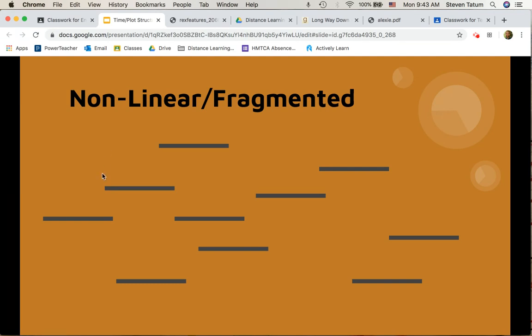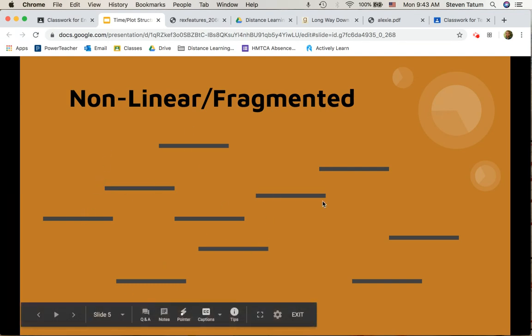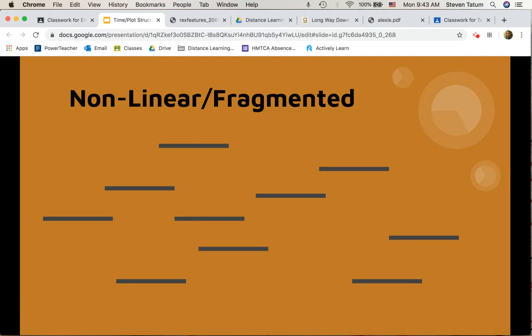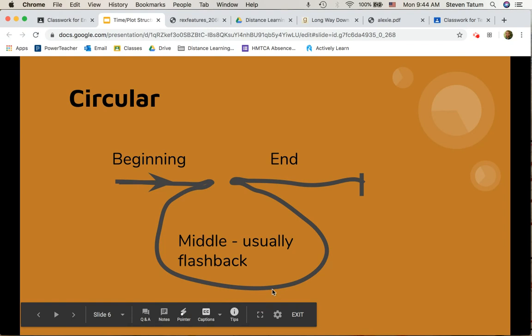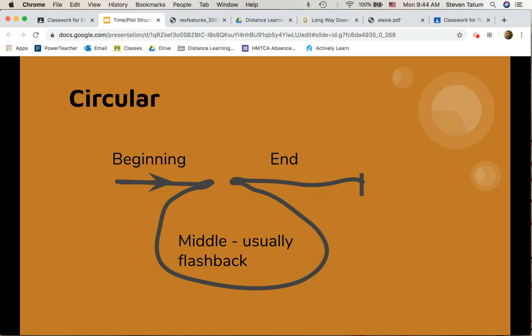Nonlinear or fragmented, like I said, kind of jumps around with these separate little stories happening, usually to the same person and the same people, but taken from different contexts and kind of out of place. And here's circular, like I said, kind of starting at the beginning and then usually following this long flashback and then winding up in the same place at the end.